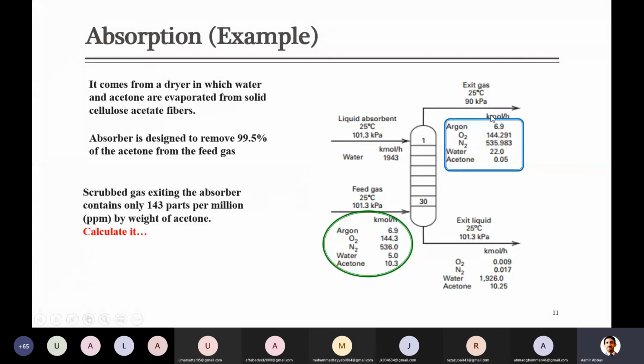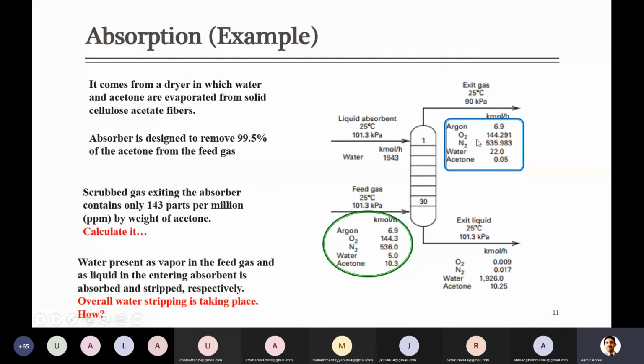So just do this calculation. Here the moles are given, and you can convert the components, so you can convert these moles to amounts by multiplying with their molecular weight. So from that, you can just do this calculation. Whether it is 143 parts per million or not, kindly go for this.